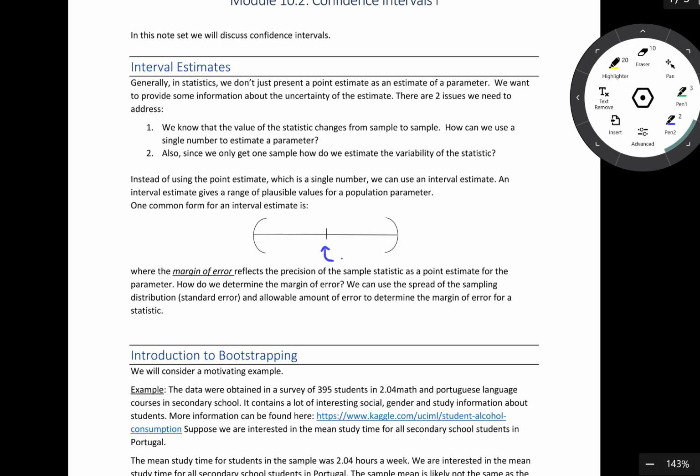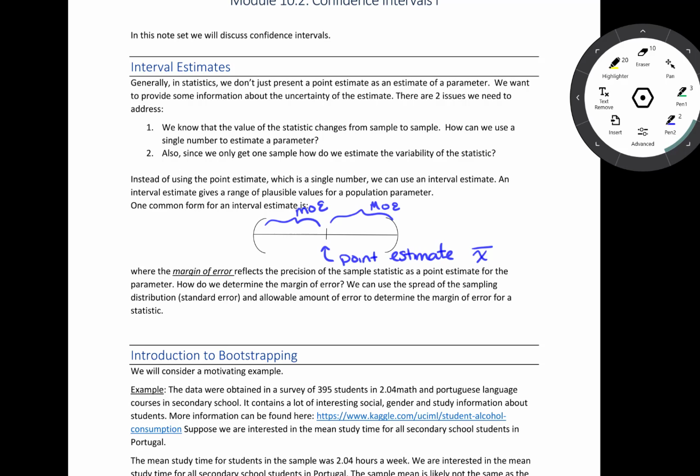So at the center is where we have our point estimate. And you can usually think of this as your statistic when you're working with means or proportions. So for example, if we wanted a confidence interval for the population mean mu, we might place x bar at the center. And then the length of the interval on either side is what we refer to as the margin of error.